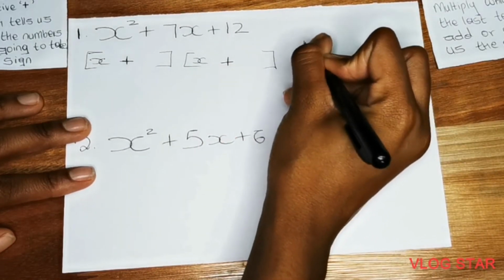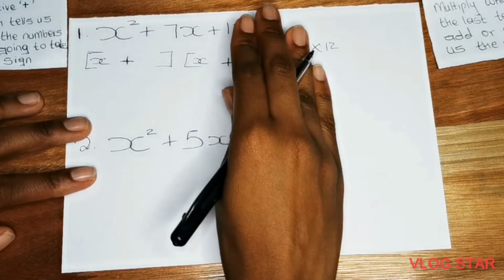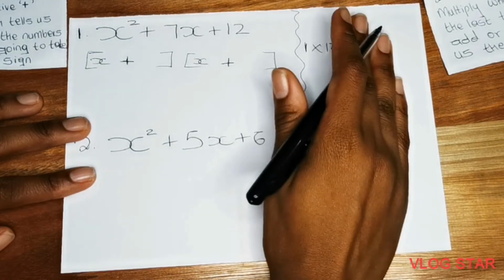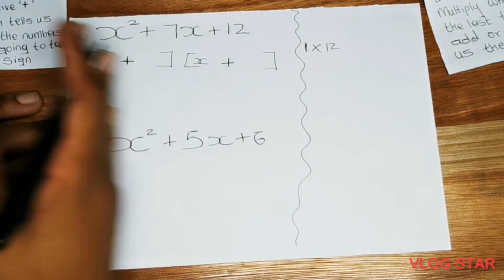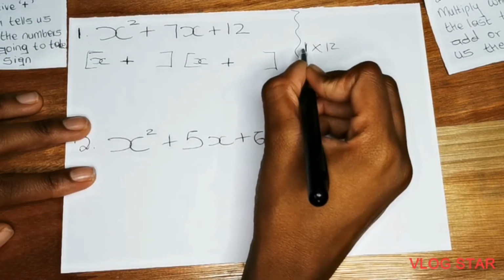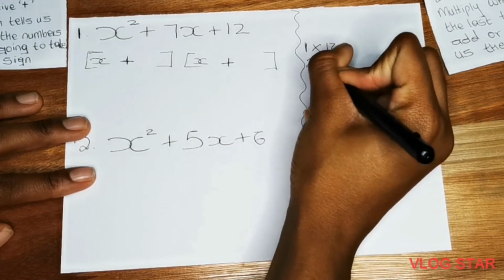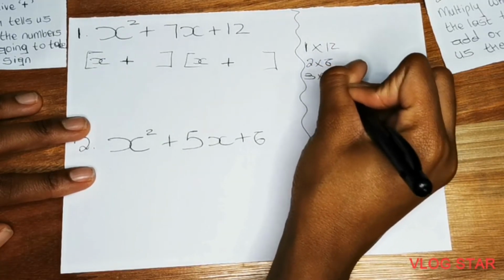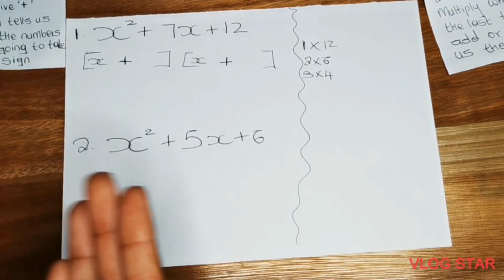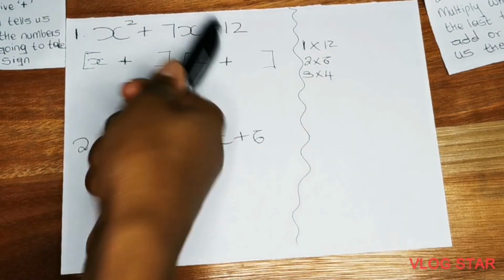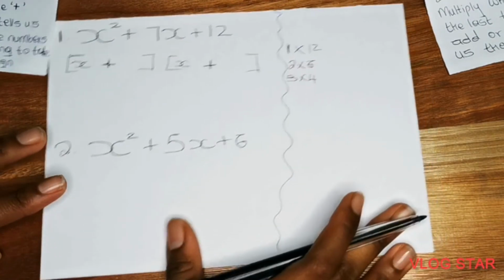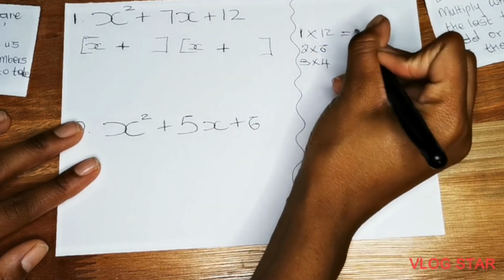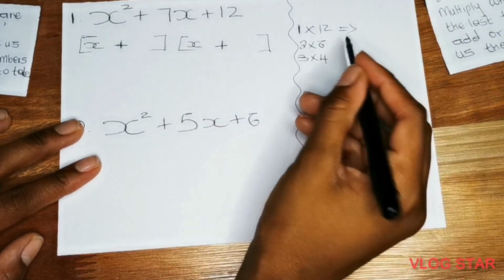So which pair of numbers multiply to 12? We have 1 times 12, which gives us 12. This is just your side work, so let me just do a line here. You don't need to show it where you have your final answer. So we have 1 times 12, 2 times 6, and 3 times 4. It looks like the pairs that multiply together to give us 12 are finished.